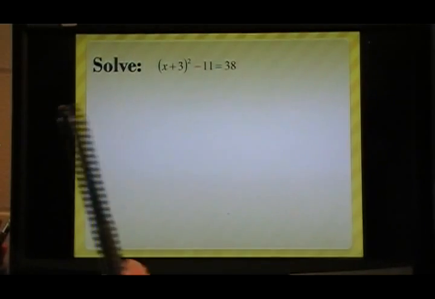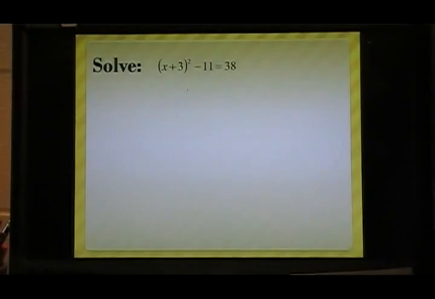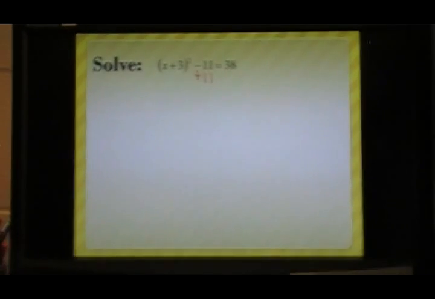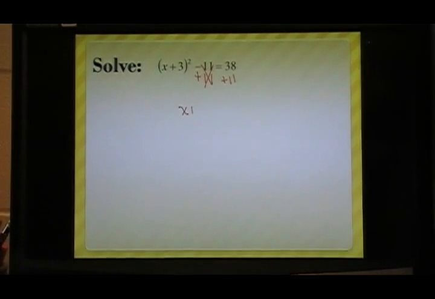Here we've got x plus 3 quantity squared minus 11 equals 38. So again, I can try to solve by factoring, but it's easier, I have the ability to get it into the form of something squared equals a number. So I'm going to go ahead and add 11 to both sides. So I have x plus 3 quantity squared equals 49.